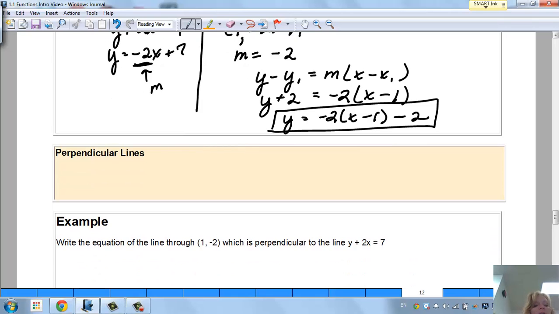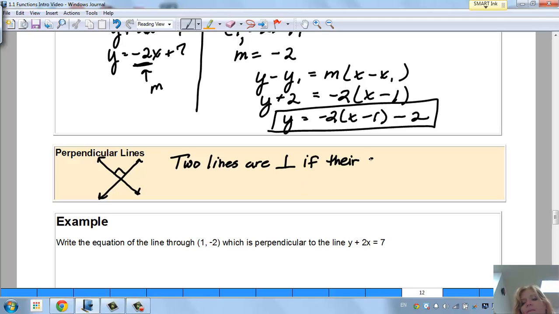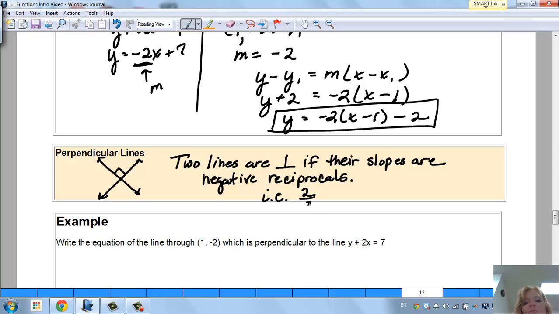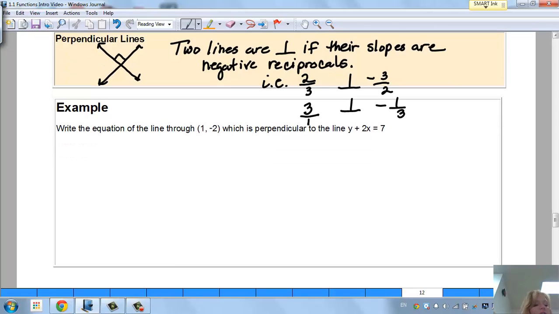Let's try perpendicular. All right? Perpendicular lines kind of cross like this. So if I had a line like this, perpendicular would make a line like this, and they would form a right angle. Okay? So two lines are perpendicular, and that's a symbol we use for perpendicular, if their slopes are negative reciprocals. Okay, what does that mean? Well, negative reciprocal means you're going to flip it and change the sign. For an example, if I had a slope of 2/3, a perpendicular line would be negative 3 halves. Okay? So if I had a slope of 3, perpendicular would be negative 1/3, because there's really like a 1 there, and you'd flip it and make it negative. That's negative reciprocal.